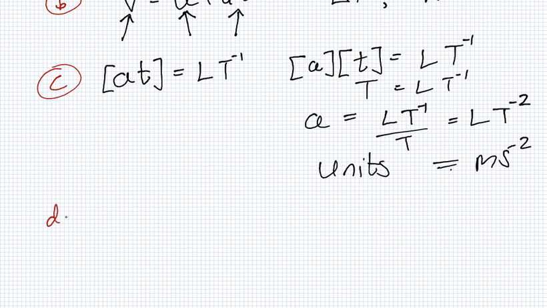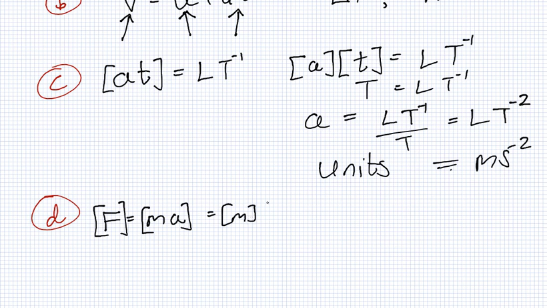Okay, D, F equals MA, so the dimension for F is the same as MA, which is the same as dimension of M by dimension of A. So that dimension is mass, and that dimension is length per time squared from the previous question. So the units would be then kilogram meters per second squared.